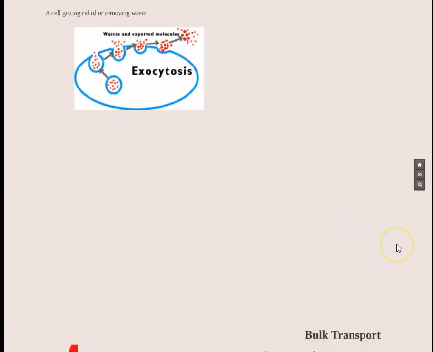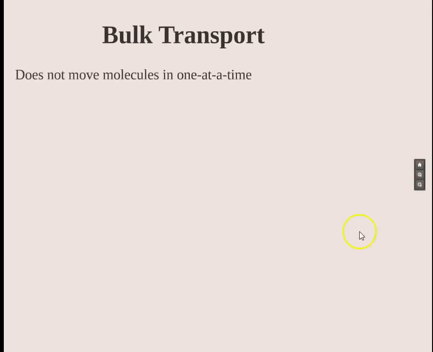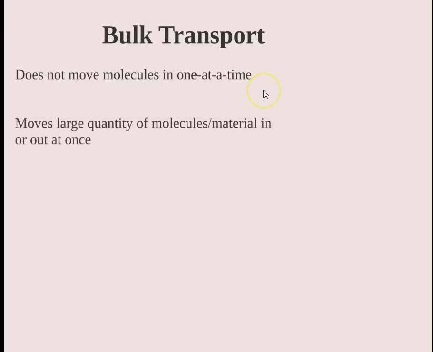Poop. And finally, we have bulk transport. When you're buying something in bulk, like buying toilet paper in bulk, because there's no respectable amount to buy. You're either buying 500 or one at a time. Anyways, you're not moving stuff one at a time. You're moving large quantities in or out at once.